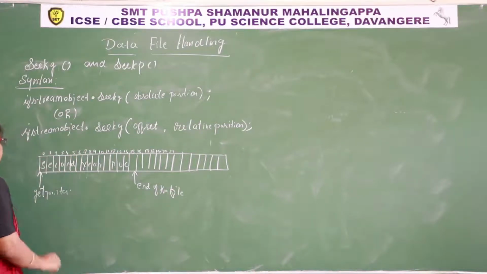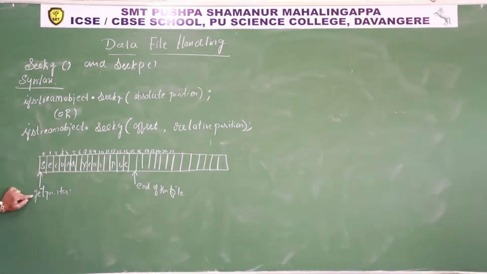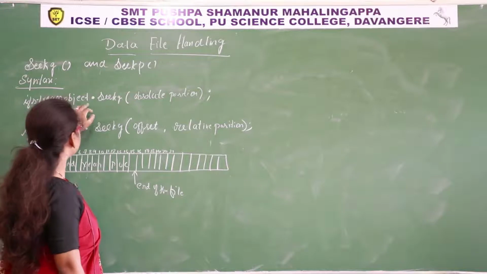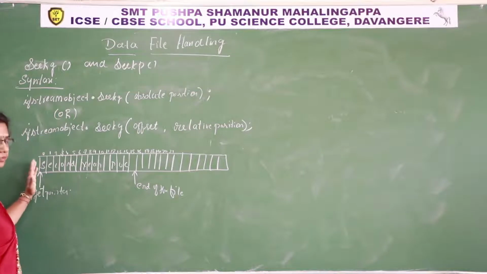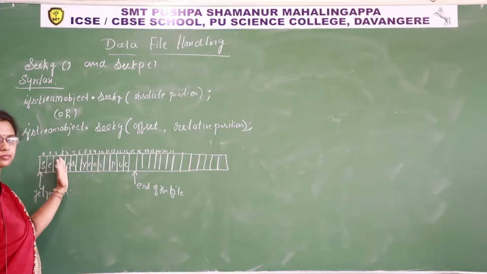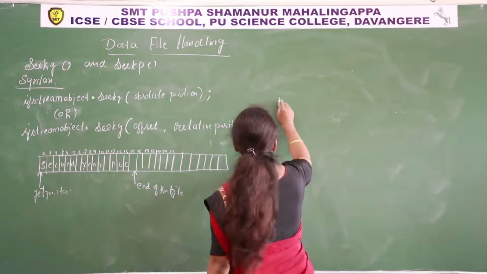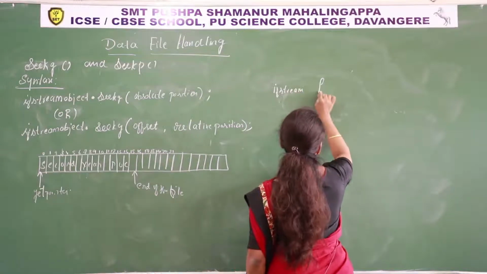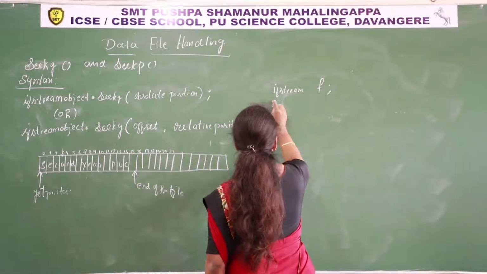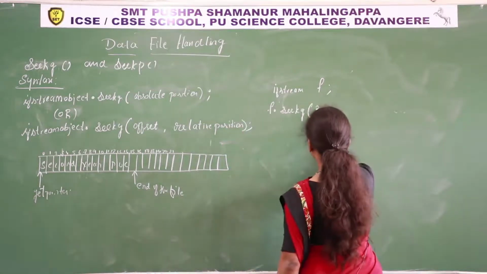Next, I want to move this get pointer to this location, the third location. Which pointer is it? Get pointer. So there is a function called seekg, to move from the beginning to this location. Understood? So you have to write the absolute position. f is an object of the ifstream class, f dot seekg open parenthesis 3.